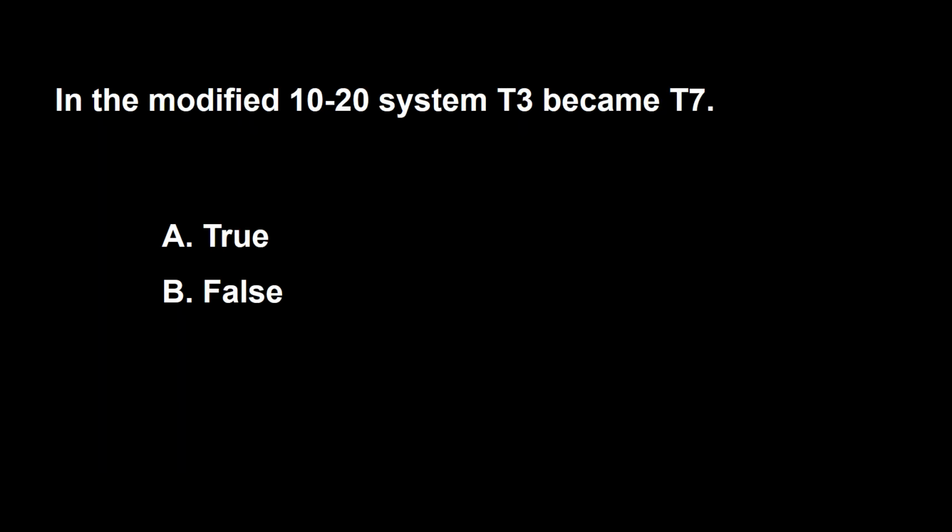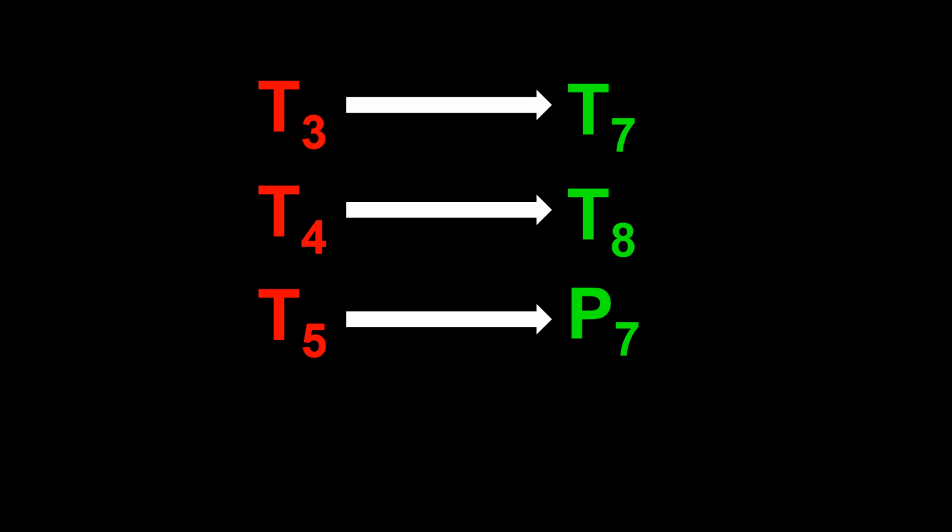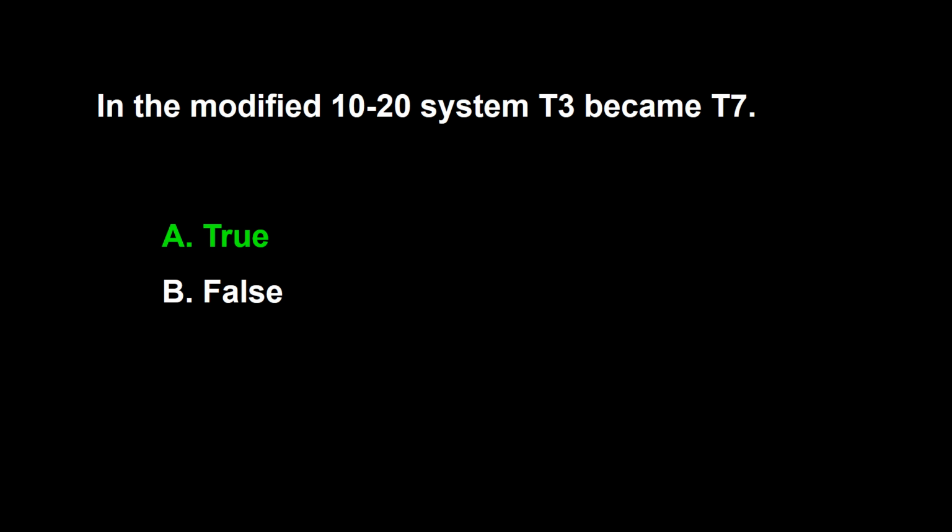Next question. In the modified 10-20 system, T3 becomes T7. A true, B false. In the initial 10-20 system, electrodes were labeled T3, T4, T5, and T6. These electrodes have been changed in the modified 10-20 system currently in use. So T3 has become T7, T4 has become T8, T5 has become P7, and T6 has become P8. So the answer to this question is A.